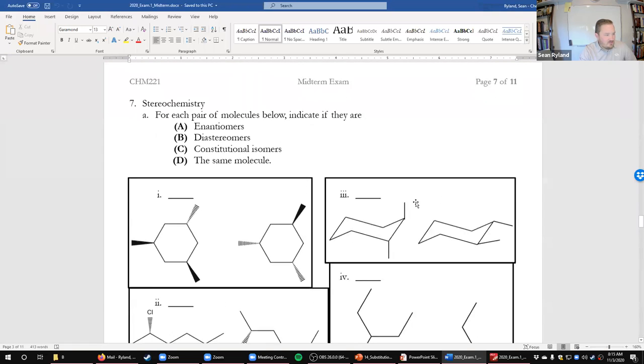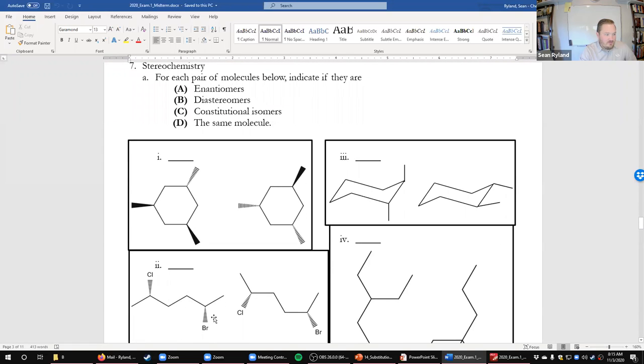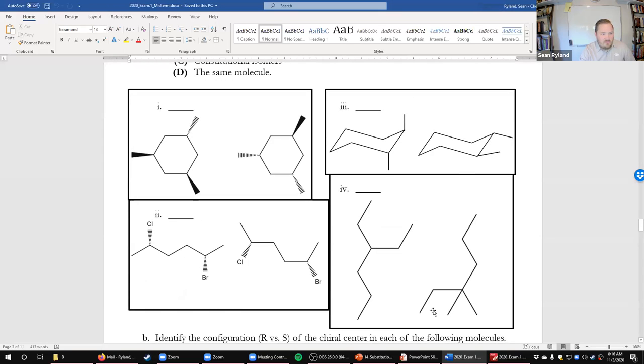Where you guys struggled a little bit was on these ones, the dihalogenated hexane, and on the cyclohexane that was drawn as the chair conformers. So this one, almost all of you guys saw, was a constitutional isomer. These ones were tricky. This one was actually the enantiomer, the ones drawn as the chair conformers.